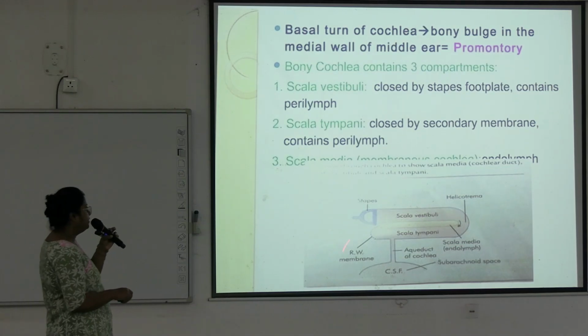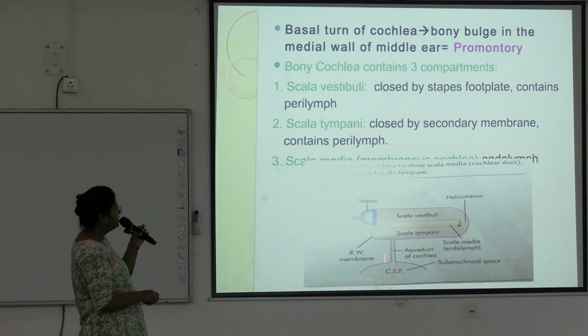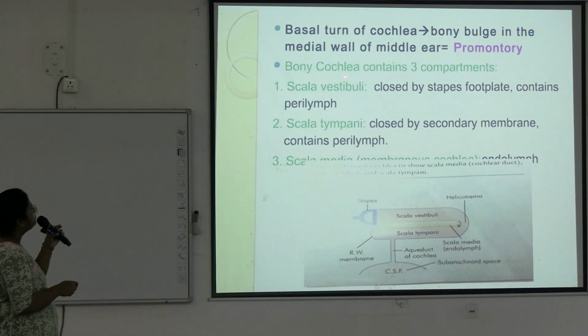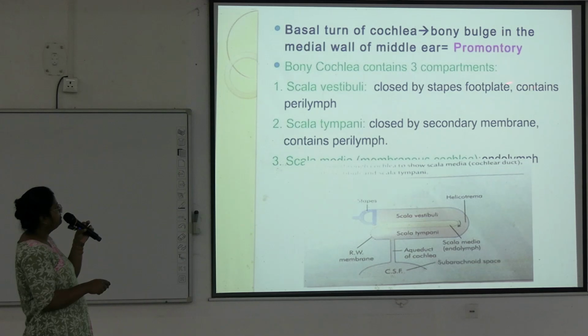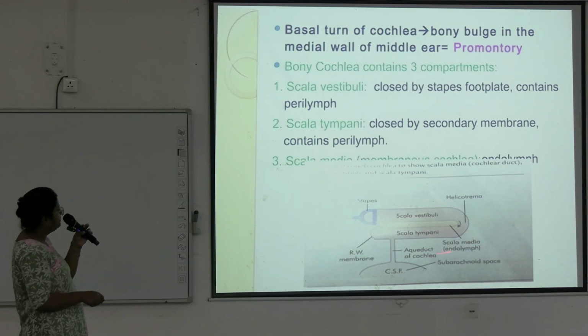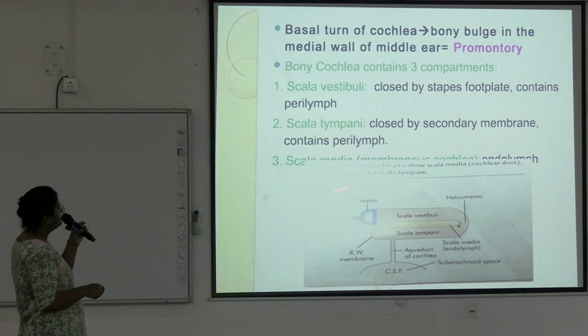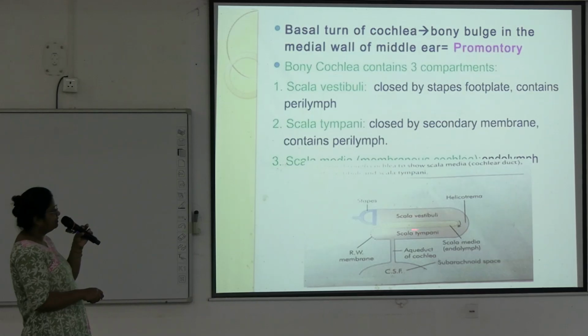Okay, and here is the round window membrane covering the round window, and this is the aqueduct of the cochlea, which connects the scala tympani with the CSF cavity in the subarachnoid space. Okay, so the three compartments of the bony cochlea are: scala vestibuli, close to the footplate of the stapes, which contains the perilymph; scala tympani, close to the secondary membrane, which contains the perilymph; and scala media or membranous cochlea, containing the endolymph. Here is the scala media.